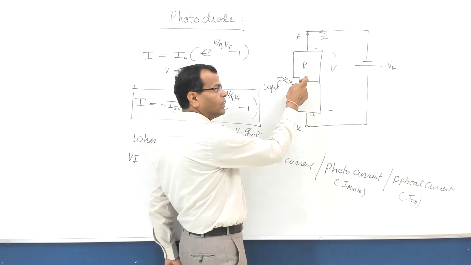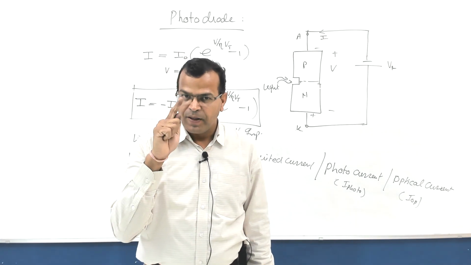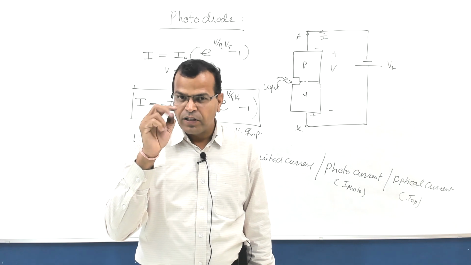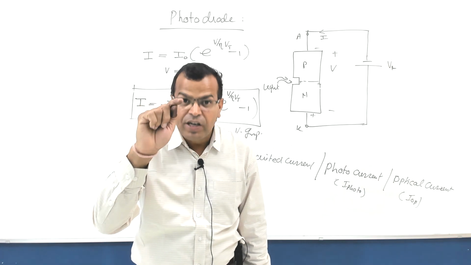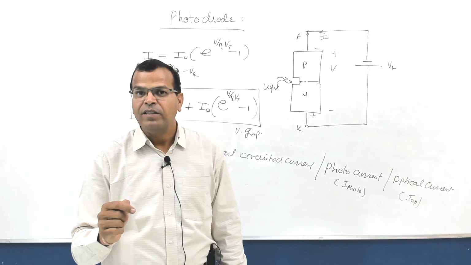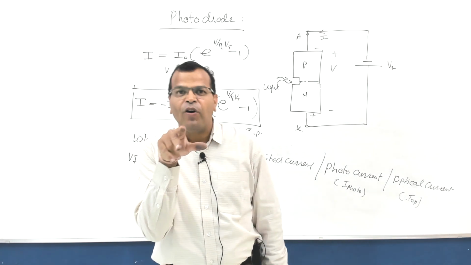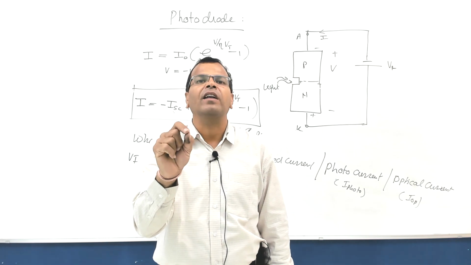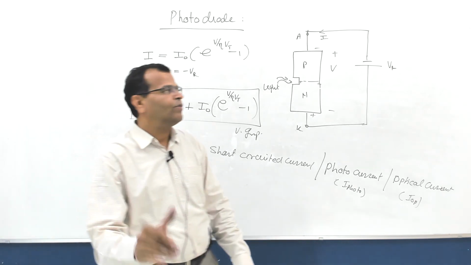Jumping of holes from this side to this side, jumping of electrons from p side to n side. So that means the short circuited current or photocurrent is because of the jumping of optically generated minority carriers across the junction. Please do remember, the photocurrent is the current due to jumping of optically generated minority carriers across the junction. That is nothing but short circuited current or photocurrent.